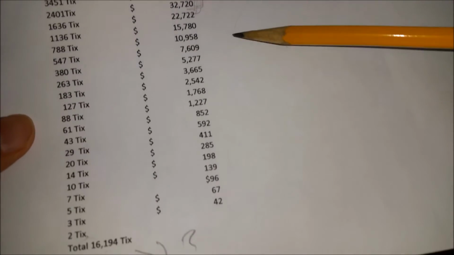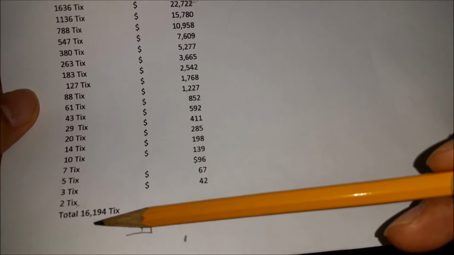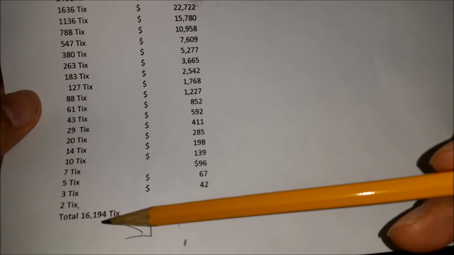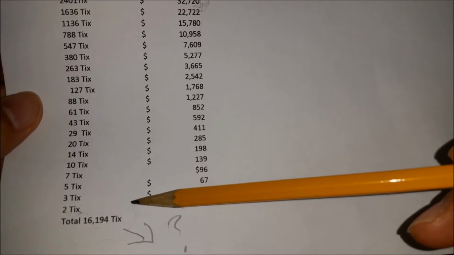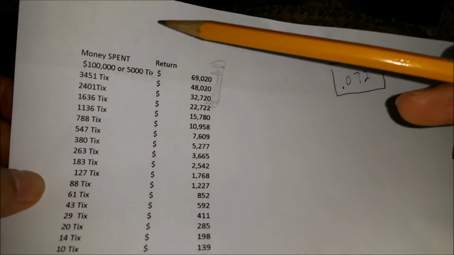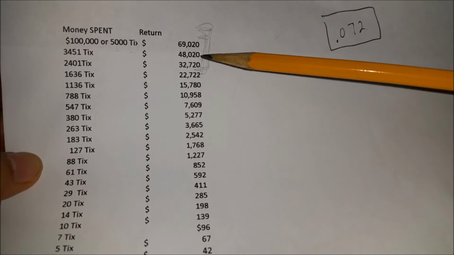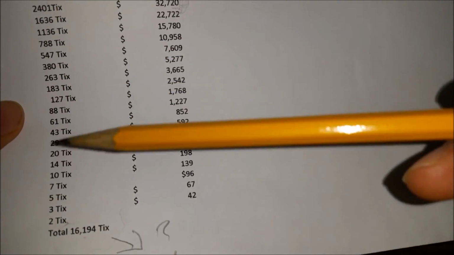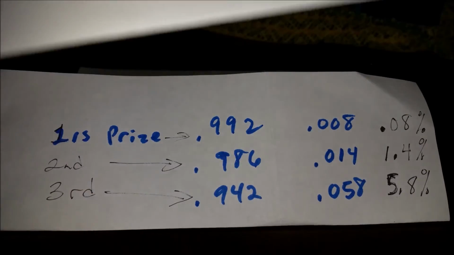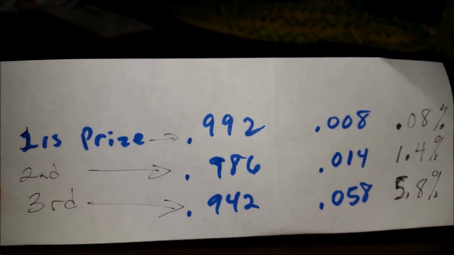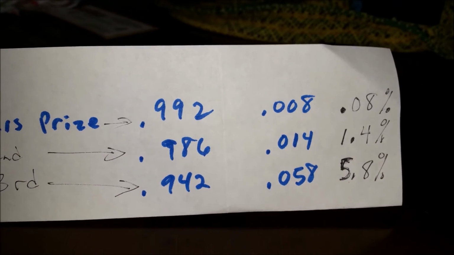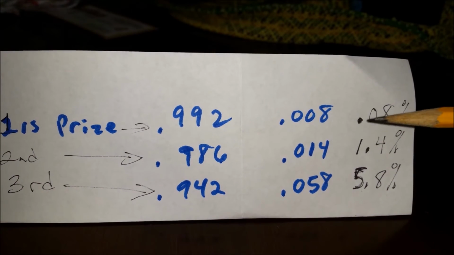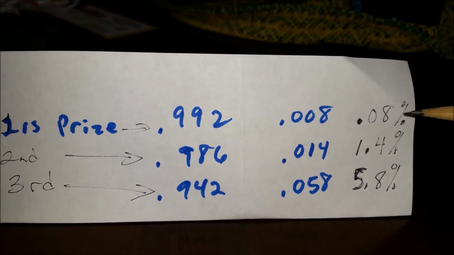All of this money going back and getting a total of 16,194 tickets. So if you were to have all of these tickets, 16,194, and you spend $100,000 and you cycled all the earnings back into tickets, and this is the total amount here, you are still only increasing your odds of winning the top prize by 0.08%. I mean, you only have a 0.08% chance of winning that top prize.